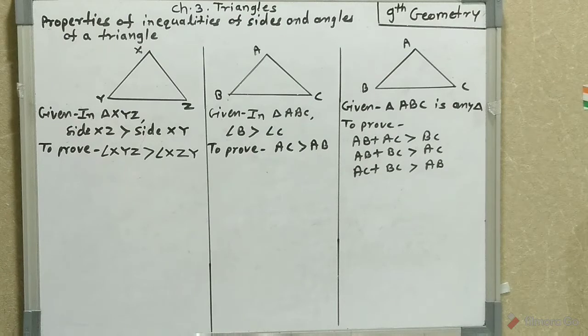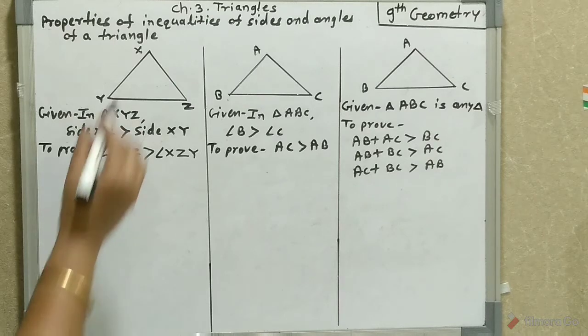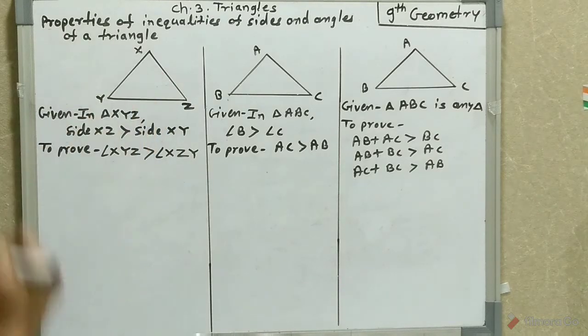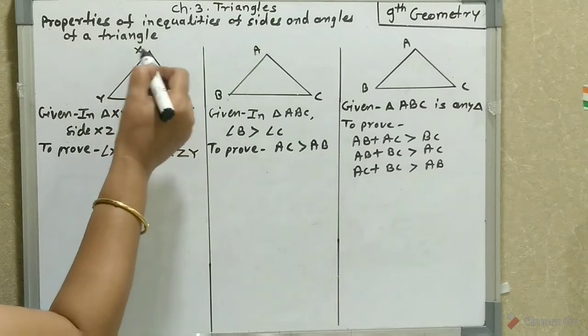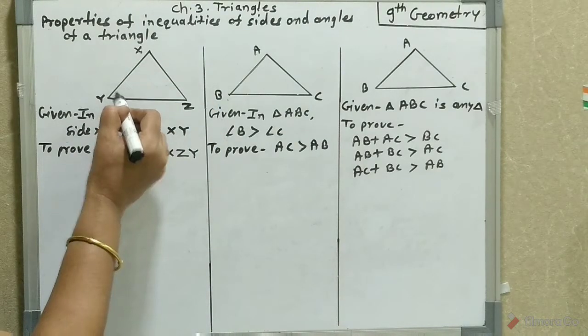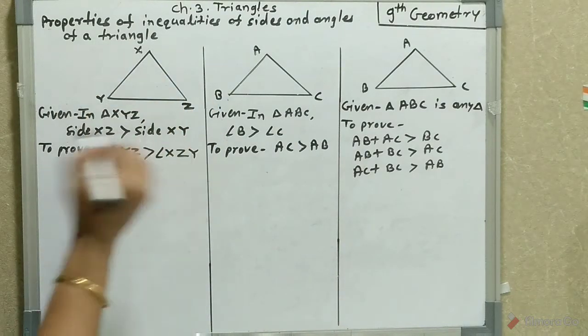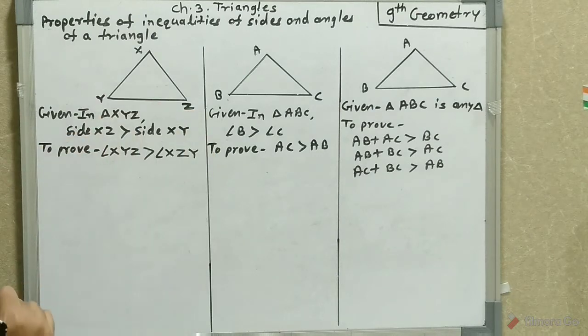Here two sides are unequal. We don't know the measure of any side, but we can still compare the opposite angles of XZ and XY. This side is greater, so this angle is also greater, and this side is smaller than this side, so this angle is also smaller. So this can be proved without measuring. Now we see the second theorem. That is the reverse of this first theorem.